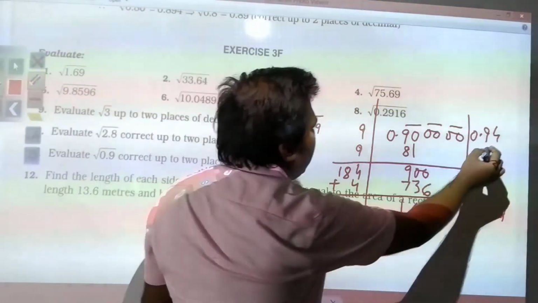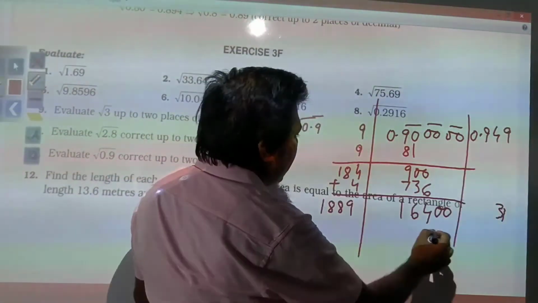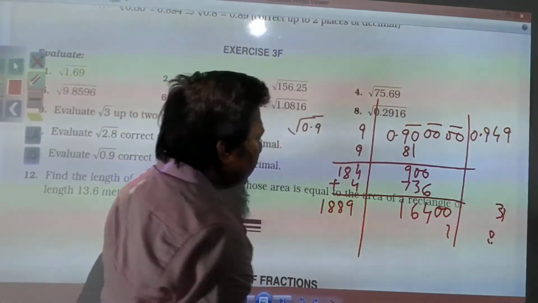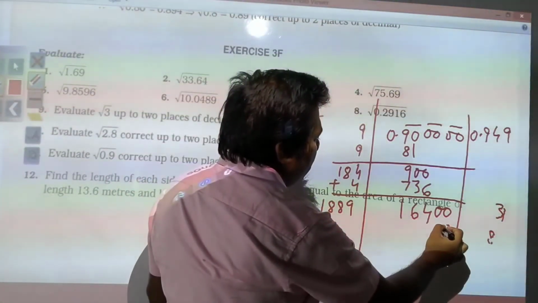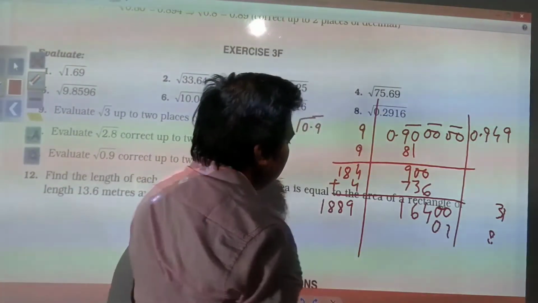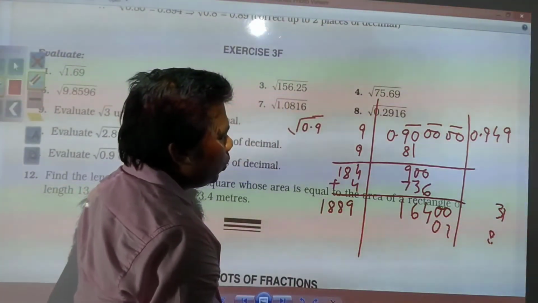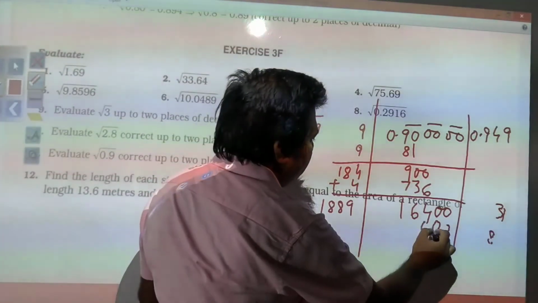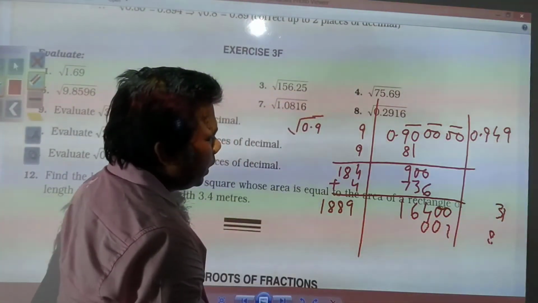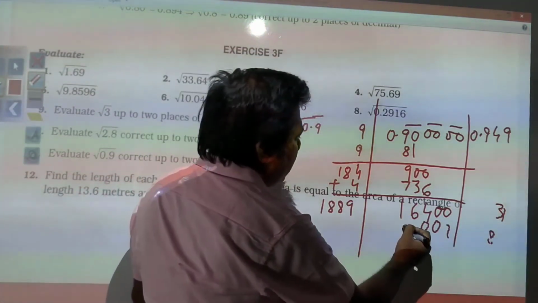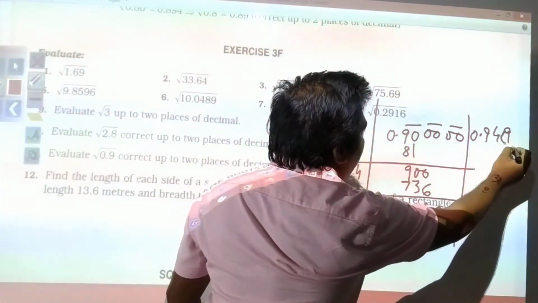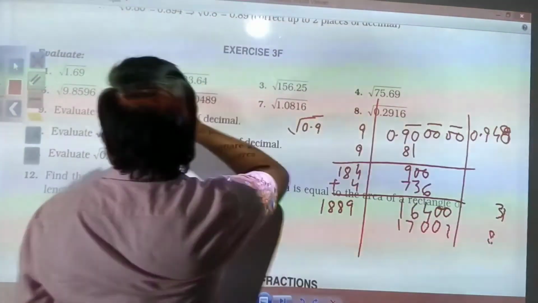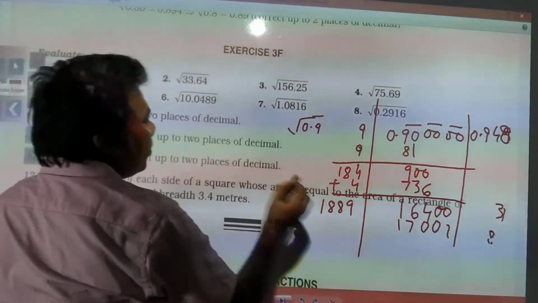Nine times you try. 9 9s are 81, 9 8s are 72 and 8, 80, and 9 1s are 9 and 8, it will be 17. So it will be bigger, so it is better you try 8 times. We will take 8 times.